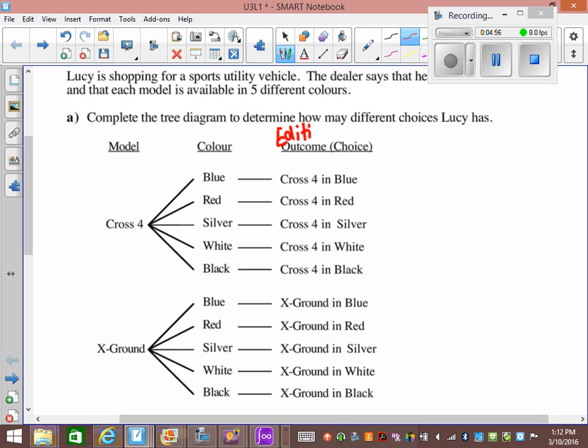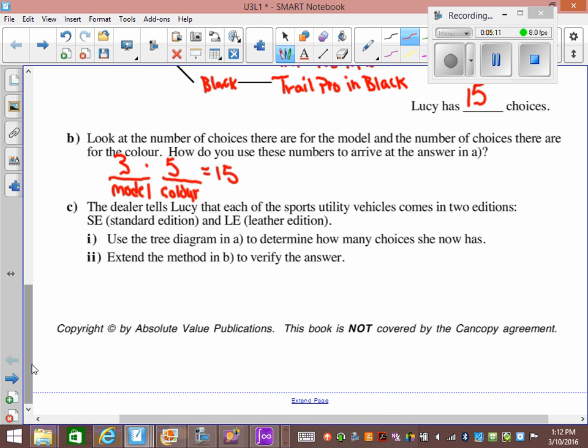And we have 2 editions. So off each color, you'd have edition one, edition two, and you'd keep going, right? Using the fundamental counting principle, it's just another part that makes a whole, right?